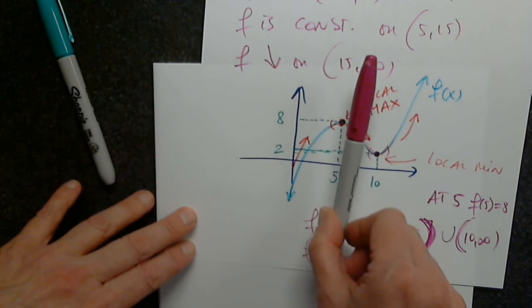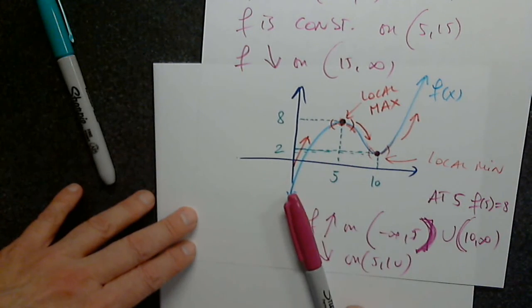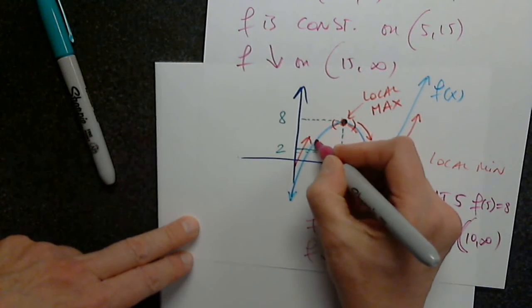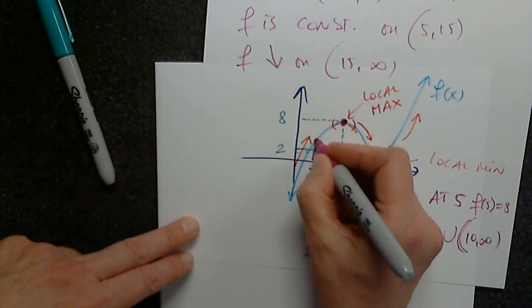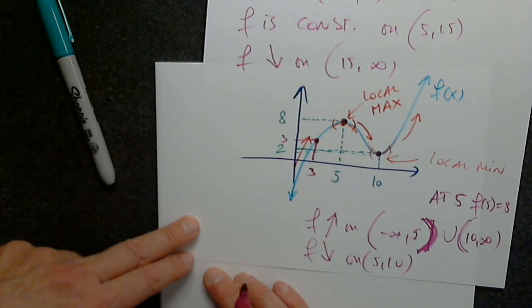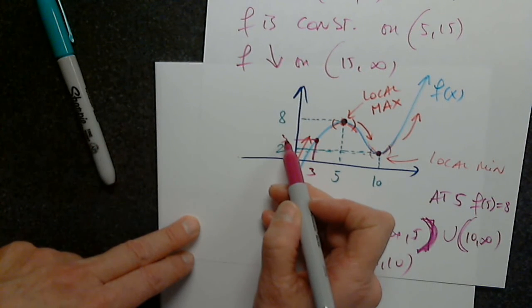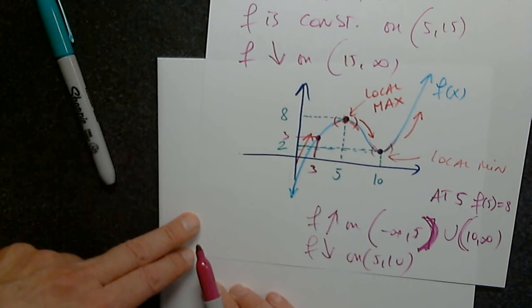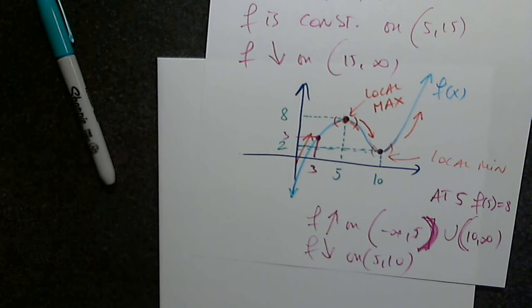So between this x value and this x value, the function is increasing. At this particular point it is constant. At this particular point, let's say 3, 3 is constant as well. 3 doesn't change. It does not go up or down. But the function goes up between negative infinity and 5. That's the trend.